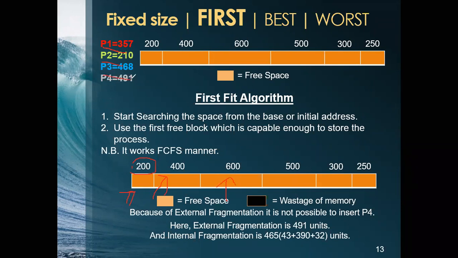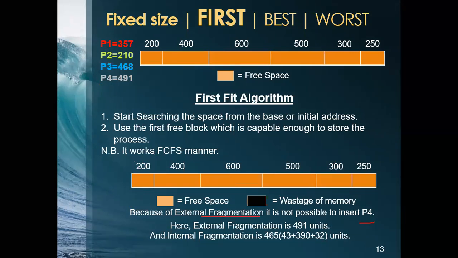Then for P3, is this one enough? No. This one is already taken. Is this one enough for P3? The answer is yes, so it will be stored here. Finally, for P4, which is 491, you will see that this 300, this 250, this 200, they are not enough for storing P4. So P4 will not be stored. As you can see, because of the external fragmentation, it's not possible to store P4.